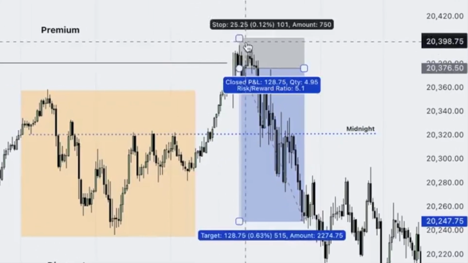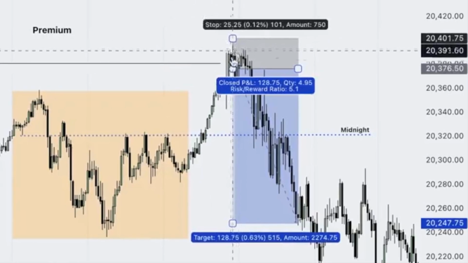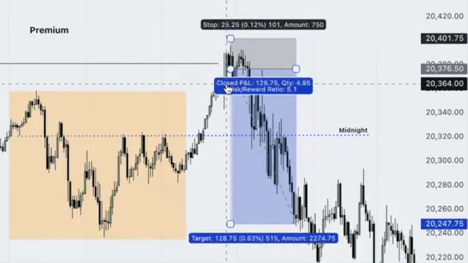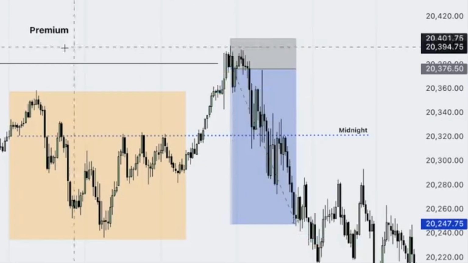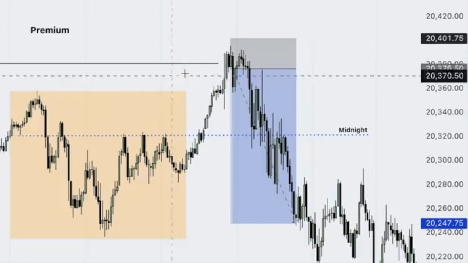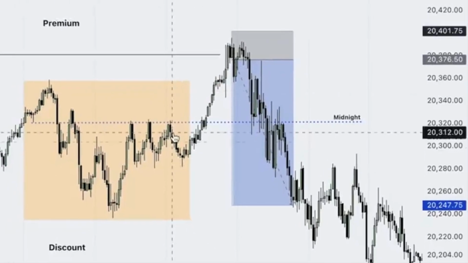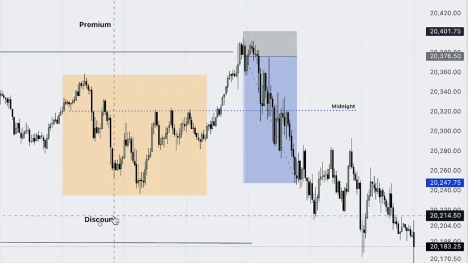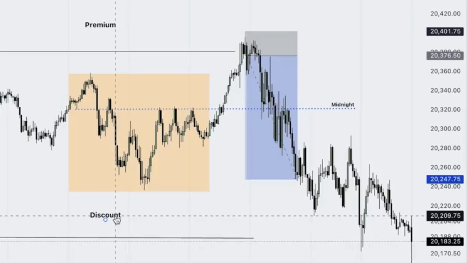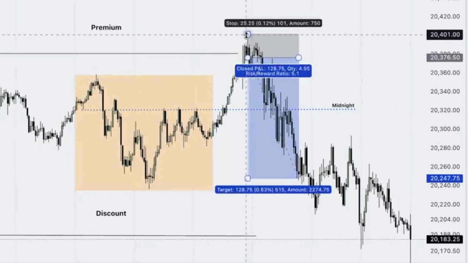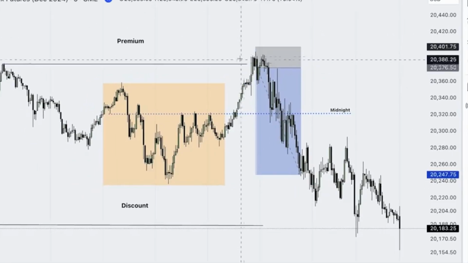Because once again, when the New York session opens, if I want shorts, I want to see us trading above midnight so that we are in a premium of the daily range, right? If we're opening up below midnight, we're opening up in a discount, and I'm going to be a lot less comfortable looking for shorts. You know, I wanted to see this manipulation leg up in the pre-market session.